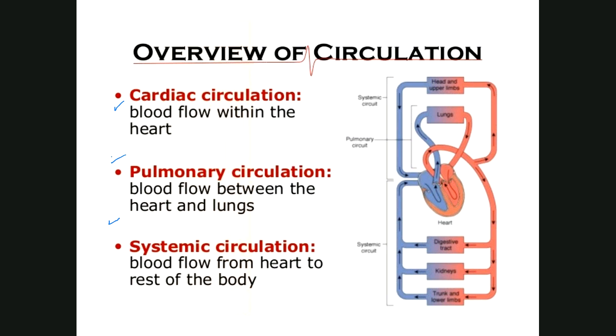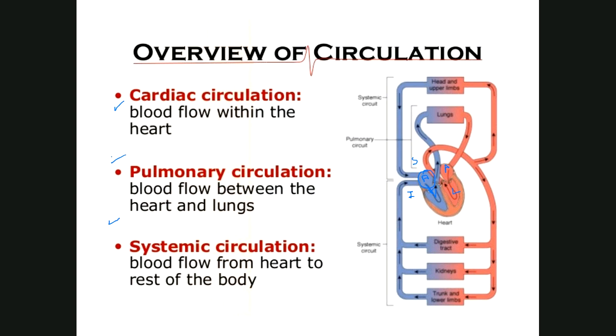So let's review the pulmonary circulation. So this is the right atrium, this is the left atrium, this is the right ventricle, and this is the left ventricle, which are the 4 chambers of the heart. So the pulmonary circulation begins at the right atrium. Remember the superior vena cava, inferior vena cava, and coronary sinus empty into the right atrium.